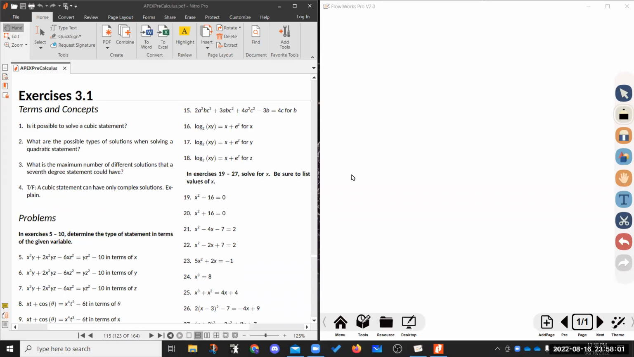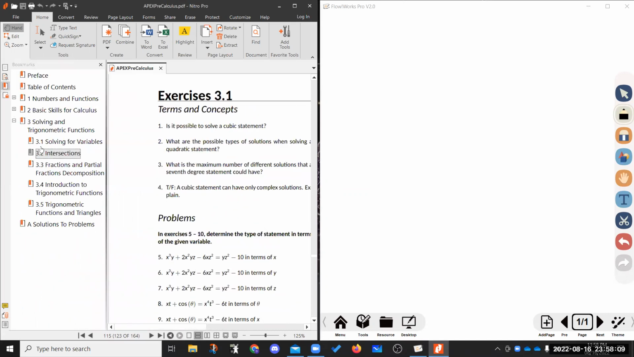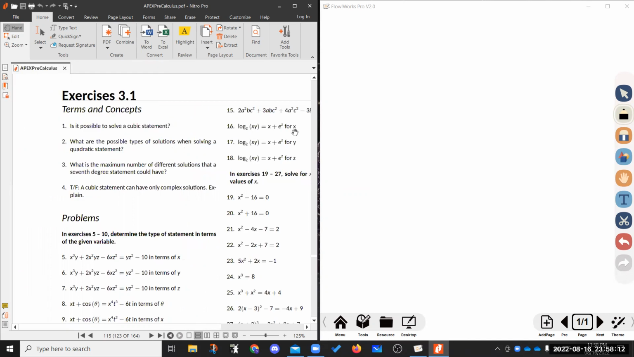In this video, we're going to talk about exercises from 3.1, which is going to be solving for variables. We're going to have more complicated expressions and equations here, and we're going to have to solve for those sometimes in terms of other variables, sometimes to solve by factoring or some other method.